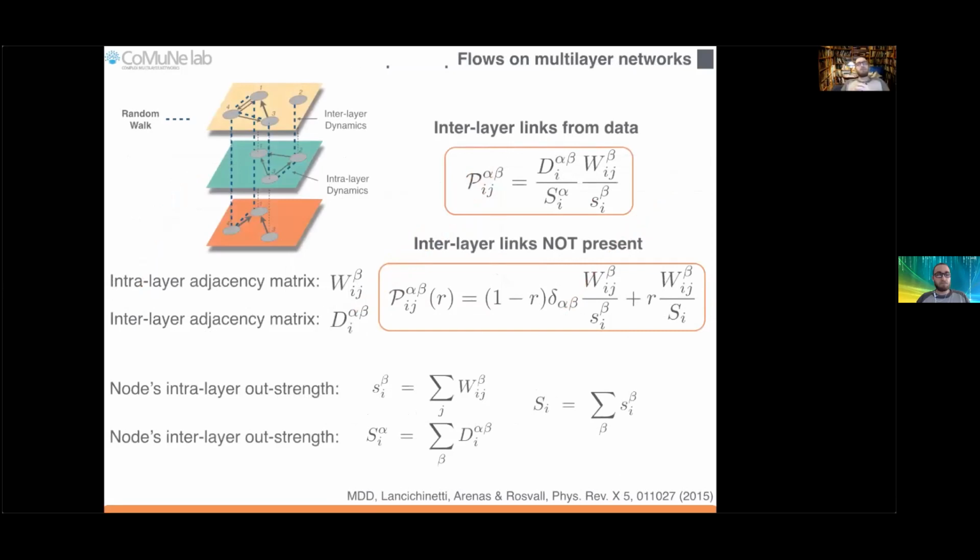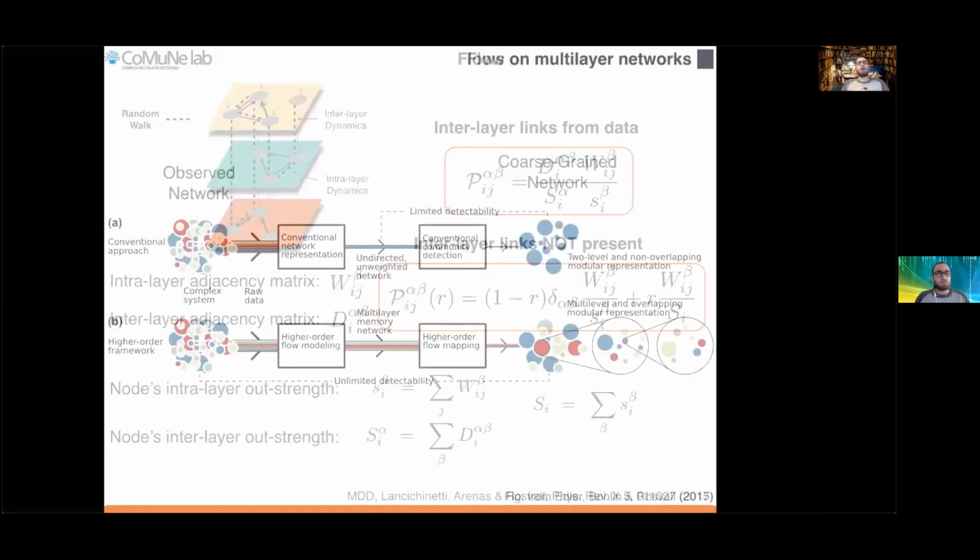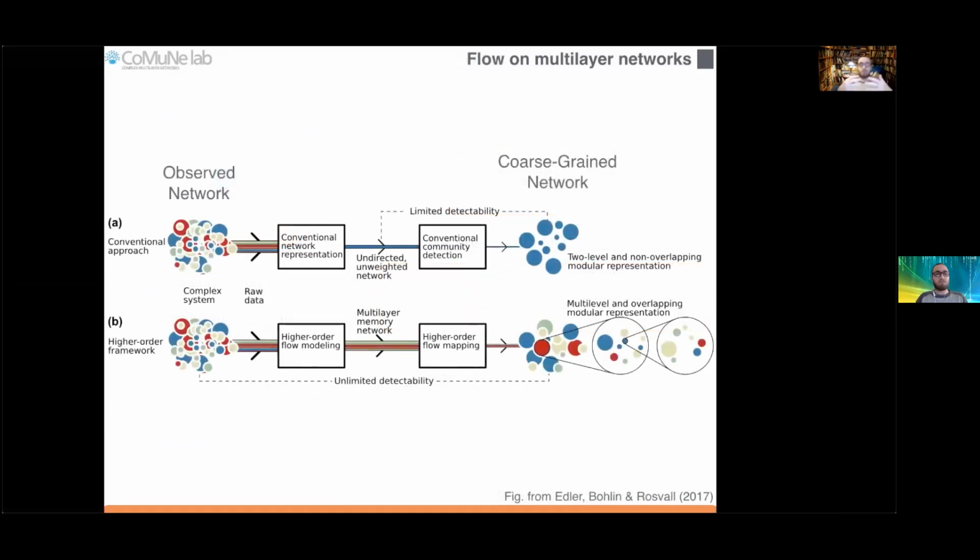Again, using diffusive processes like random walks, one can extend existing methodologies, for instance, to identify the mesoscale organization of a network, of a multi-layer system. Here, a couple of years ago, we introduced a generalization of the random walk to describe flows on multi-layer networks. In this way, we were able to generalize the very well-known Infomap algorithm to the realm of multi-layer systems, with all the advantages that come with this algorithm.